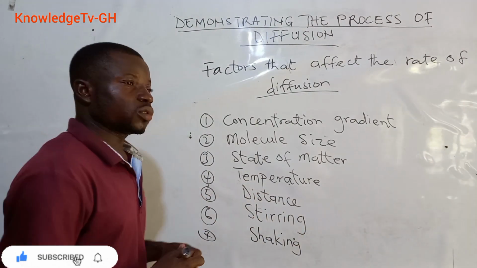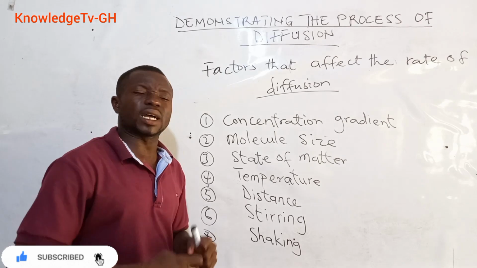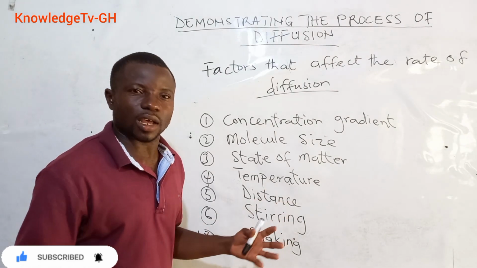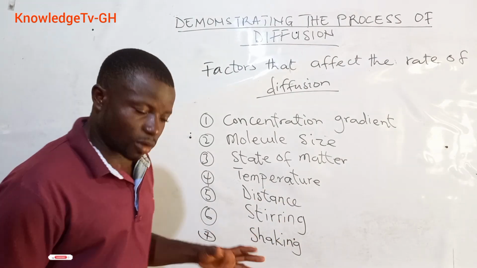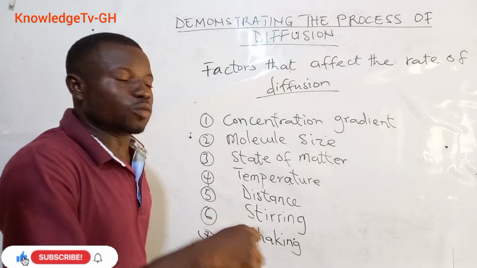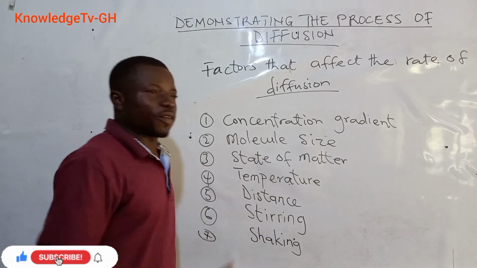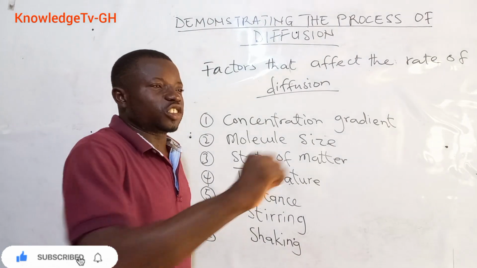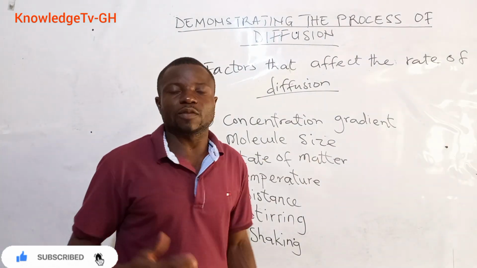So stirring: when you stir it, you will see that it will occur faster. Once it is occurring slowly and you begin to stir, you will see it moving faster. One other factor is shaking. When you shake it, it will occur at a faster rate.